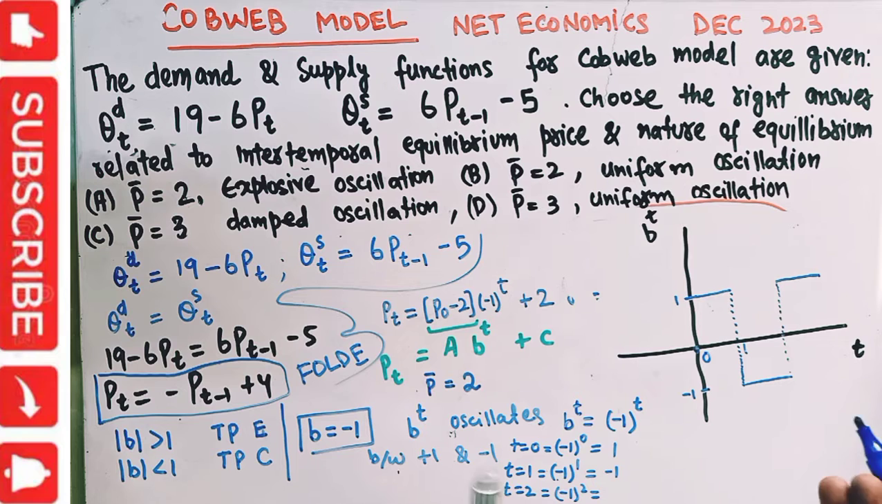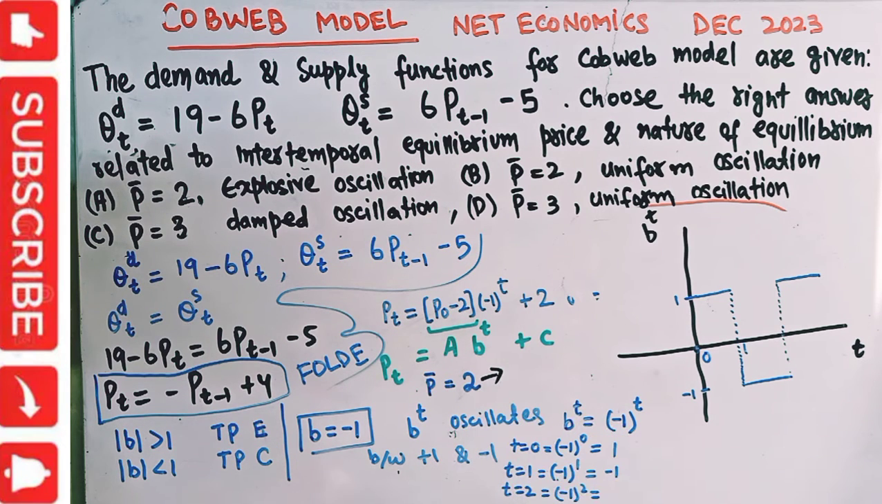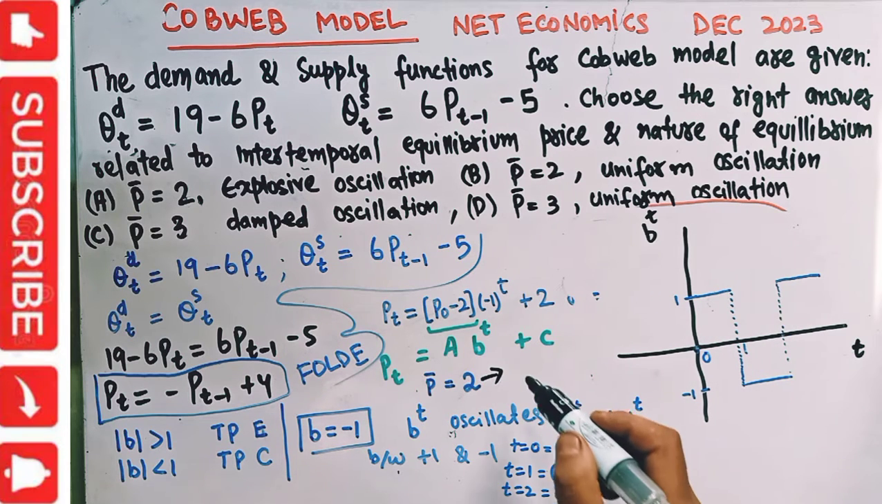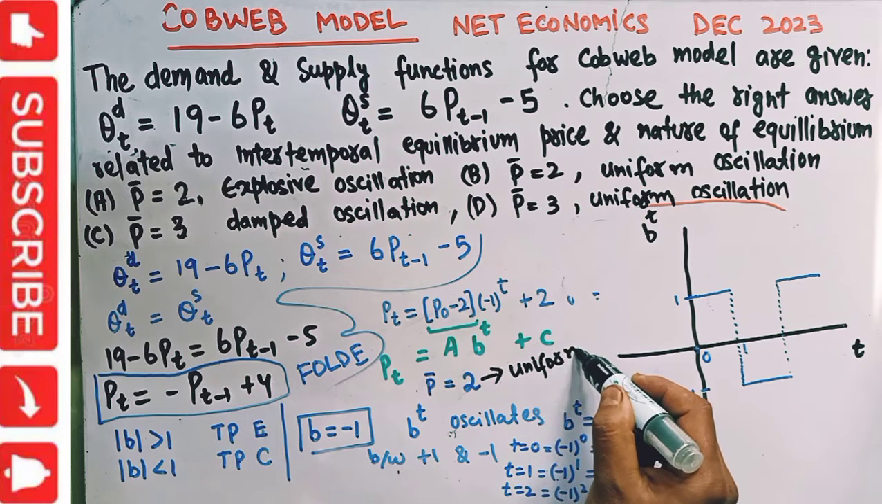So this will be our time path. We will not converge to a stable equilibrium here. The thing that I want to make clear is that, given this model, the intertemporal price came out to be 2. And we will get here a uniform oscillation.